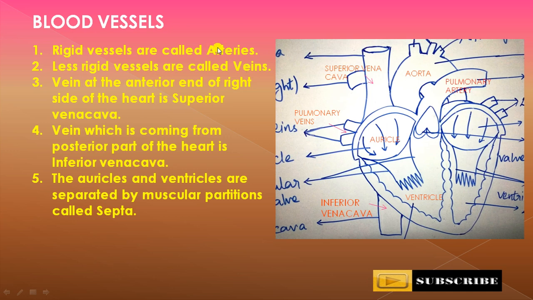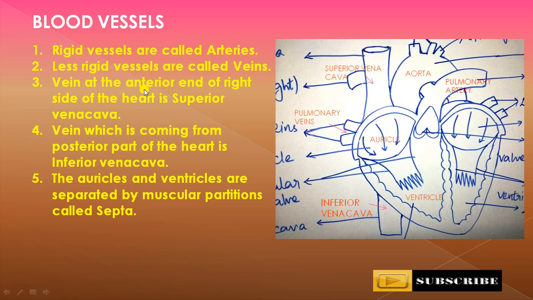So how can we differentiate artery and vein? Arteries are rigid vessels and veins are less rigid vessels. And arteries take the pure blood from the heart to other parts of the body. They transport pure blood from the heart to all parts of the body. And veins collect the impure blood from the body to the heart. Do you understand? So these are the differences between arteries and veins, which are the main blood vessels.